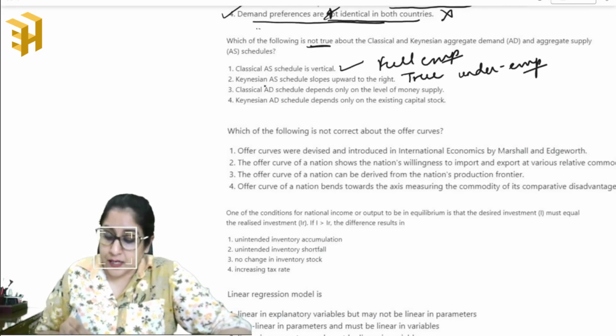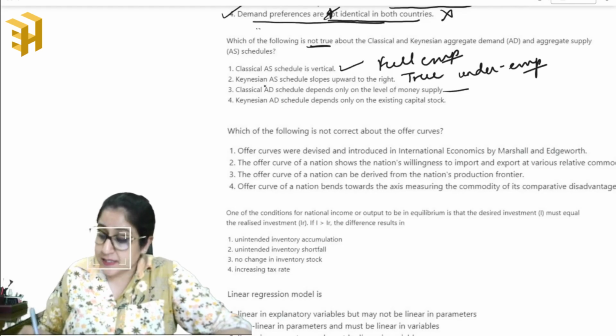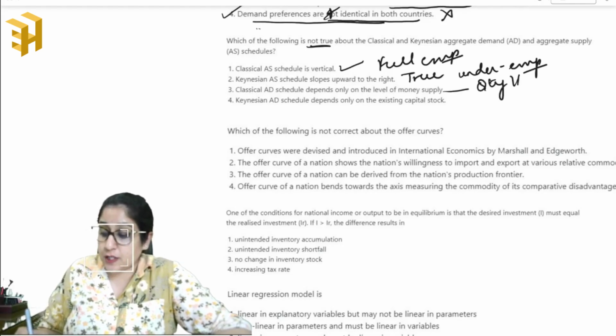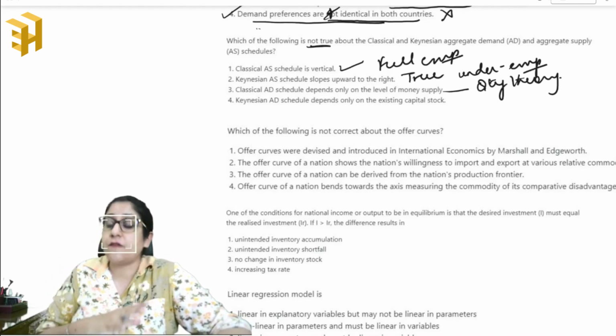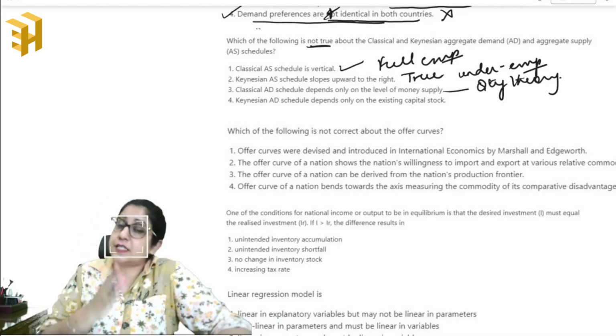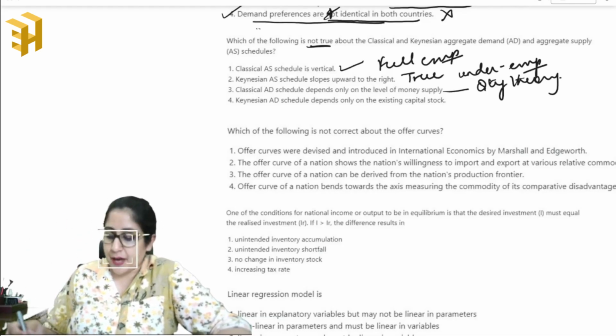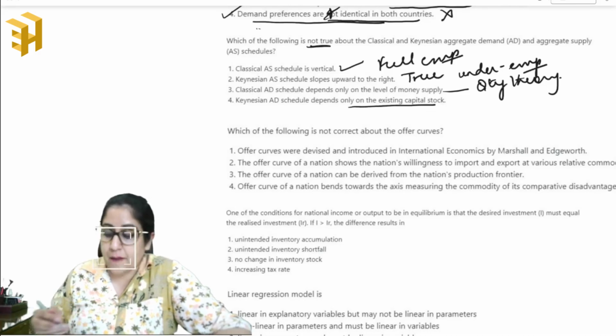Okay, classical aggregate demand schedule depends only on the level of money supply. Yes, because the quantity theory of money, if you remember, right, it depends on the money supply and the velocity of circulation. So the amount of output that is produced is determined by the money supply. So this is also true. Keynesian aggregate demand schedule depends only on the existing capital stock?